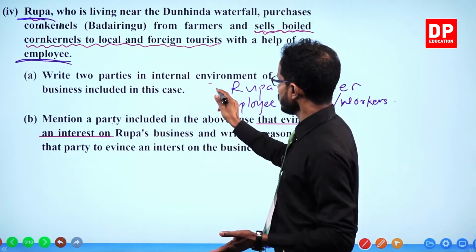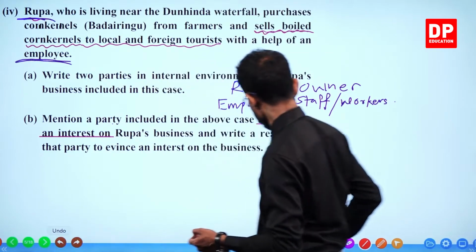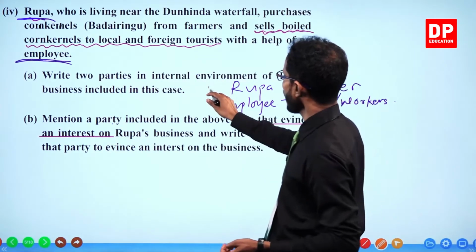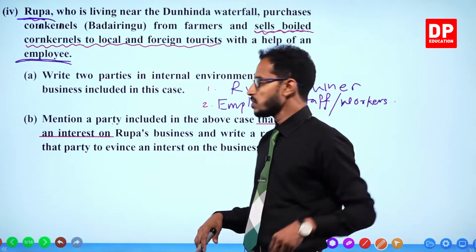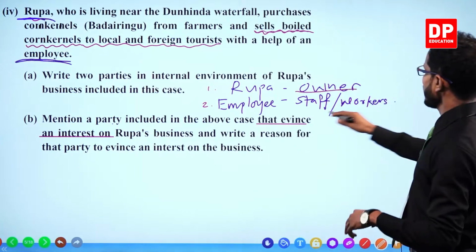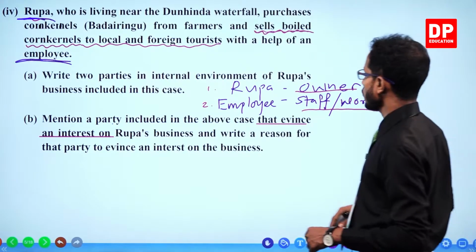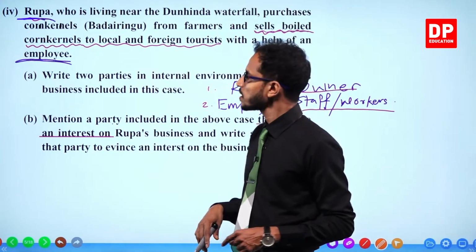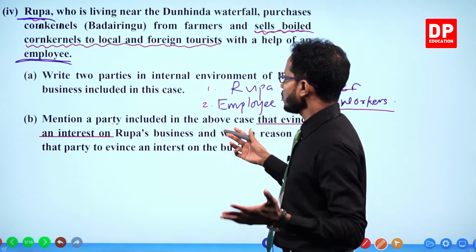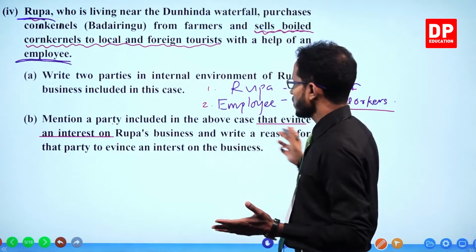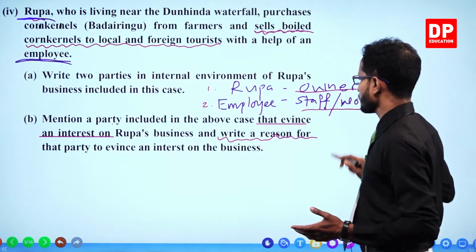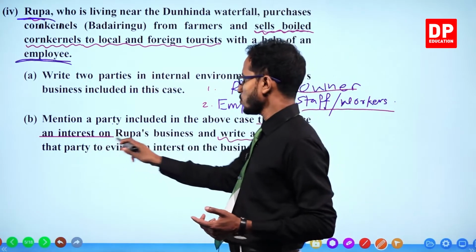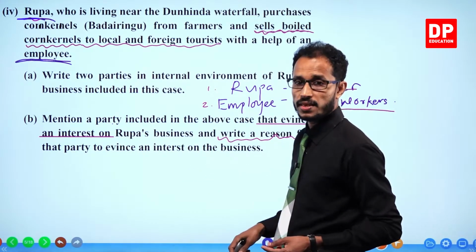We already wrote two stakeholders, didn't we? 1, 2. We already wrote two stakeholders: owner and staff or employees. Now you have to write the reason why that party evinces an interest in the business.